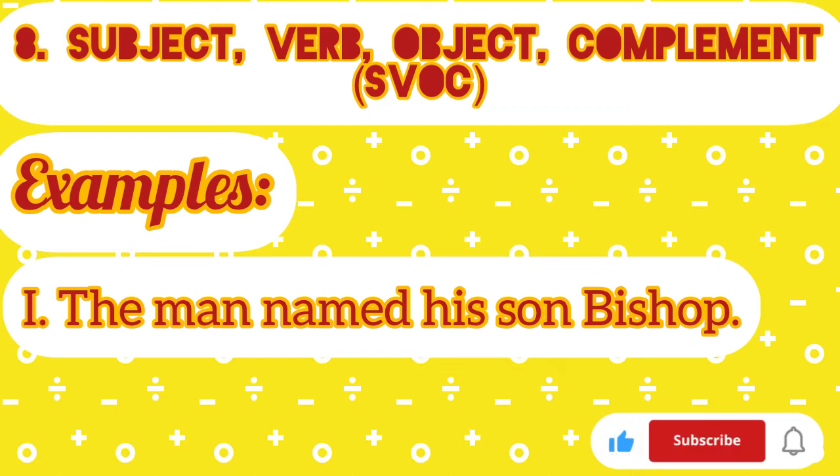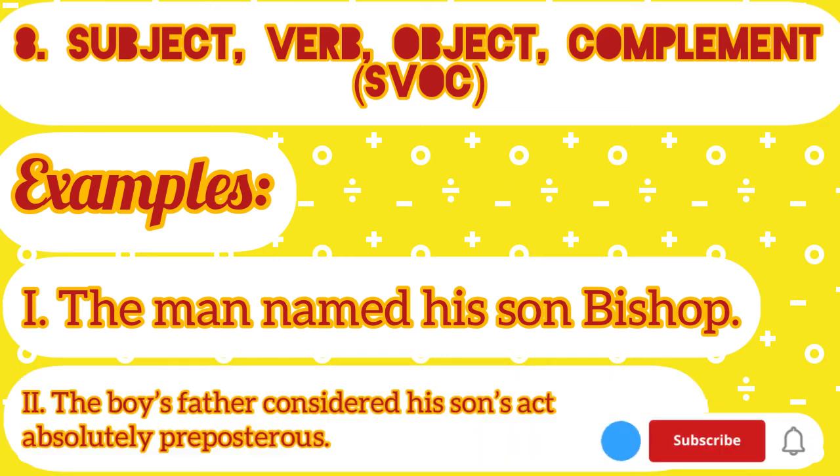So don't forget that I told you that before you can have the complement of an object, there must be an object in the sentence. Let's consider another example. The boy's father considered his son's act absolutely preposterous. The boy's father here is the subject. Considered is the verb. His son's act is the object. Then absolutely preposterous is the complement of that act. Is complementing that act.